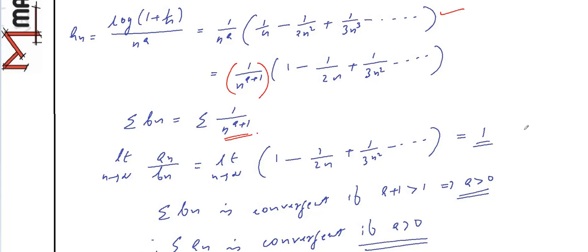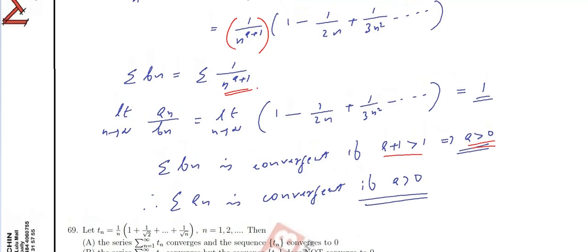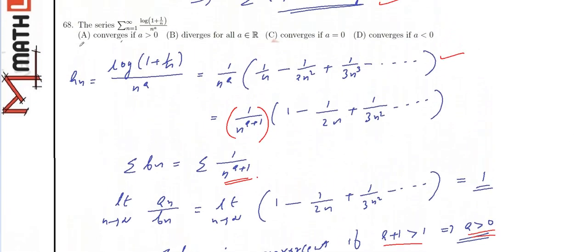So it converges if sigma bn also converges, right? If sigma bn converges, definitely we can say that sigma an also converges. So what is the condition for sigma bn to be convergent? Actually it's a p series, right? So a plus 1 must be greater than 1, and that must be the condition. Sigma bn is convergent if a plus 1 is greater than 1, that means when a is greater than 0. So we can say that the series converges if a is greater than 0. That's it.